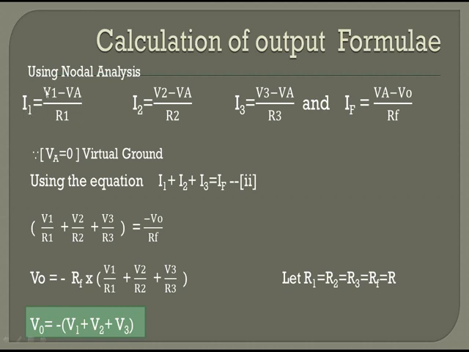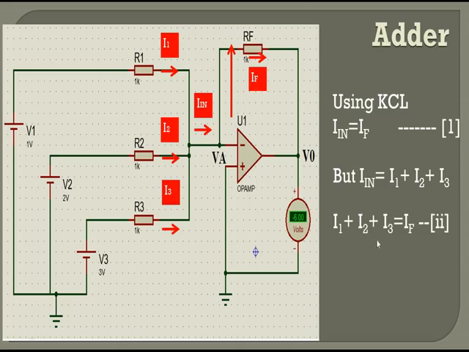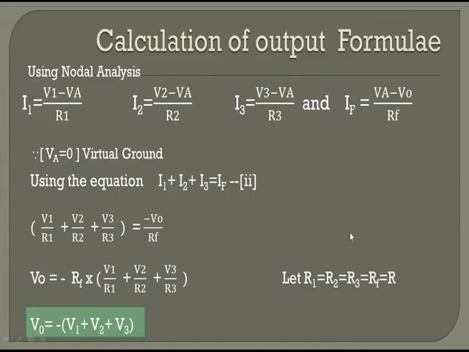We get I1 equal to V1 upon R1, I2 equal to V2 upon R2, I3 equal to V3 upon R3, and IF equal to minus V0 upon RF. Now all the current values are put in equation 2. I1 plus I2 plus I3 equals IF. Put the value of I1, V1 upon R1, I2 value is V2 upon R2, I3 value is V3 upon R3, and IF value is minus V0 upon RF.